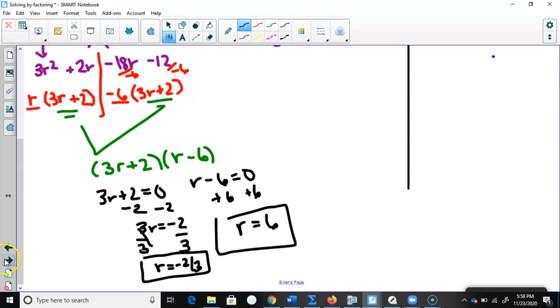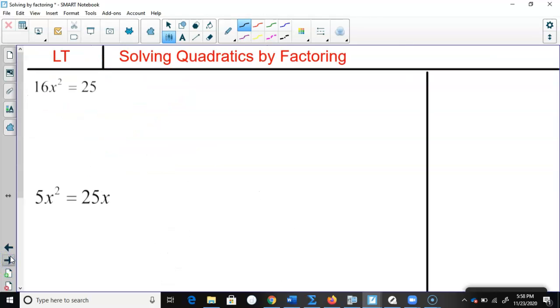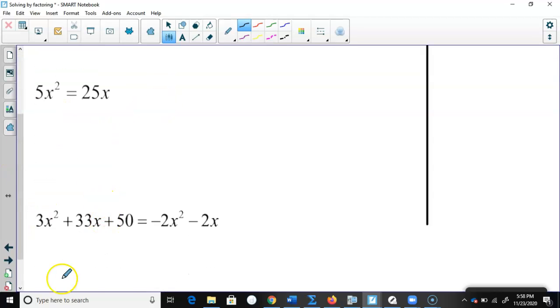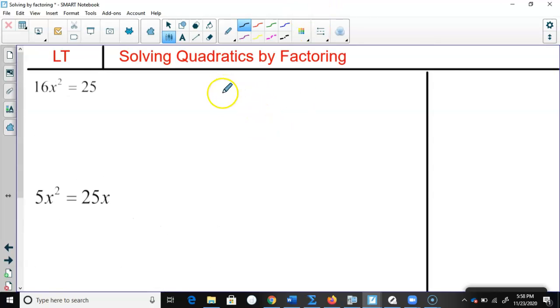All right, let's move on to the last slide that I have for us today. I have 3 different problems here. I have 16x squared equals 25, 5x squared is equal to 25x, and then 3x squared plus 33x plus 50 minus 2x squared minus 2x. Okay, let's get started with the first one here.